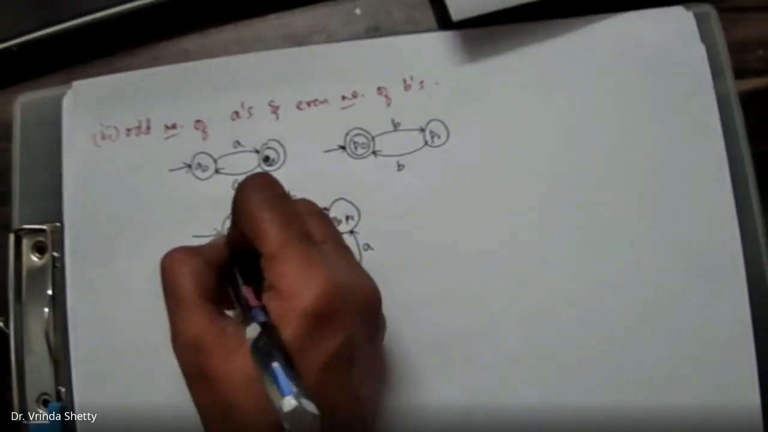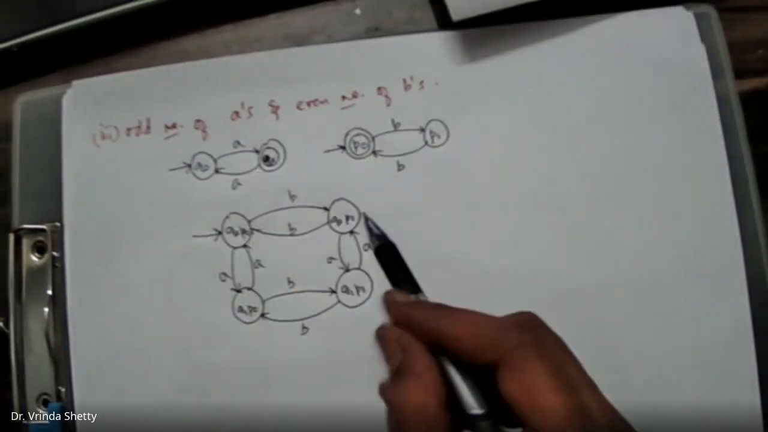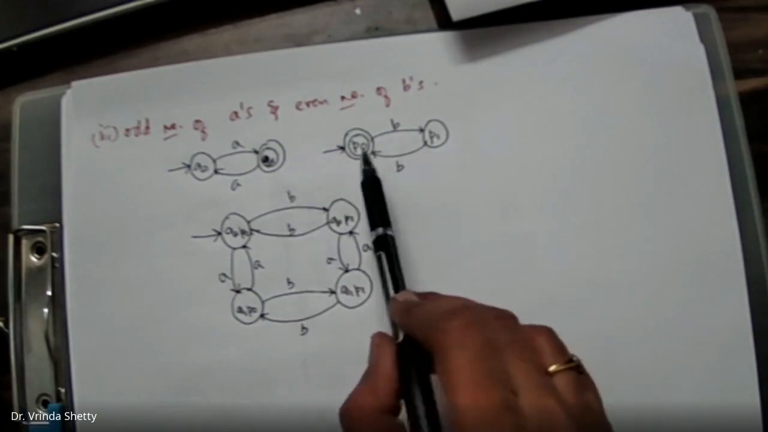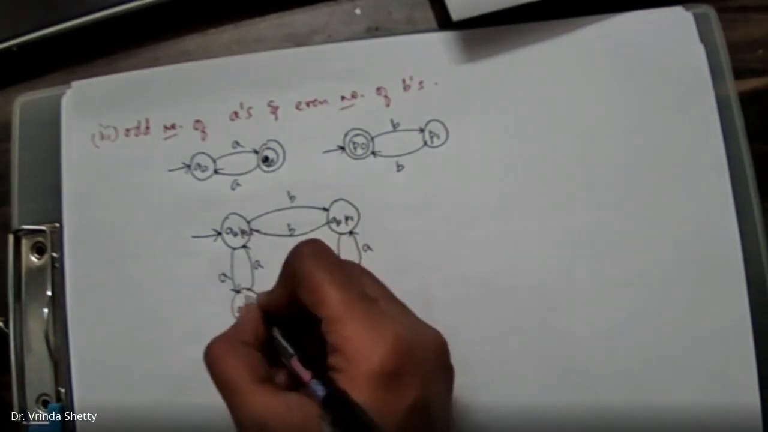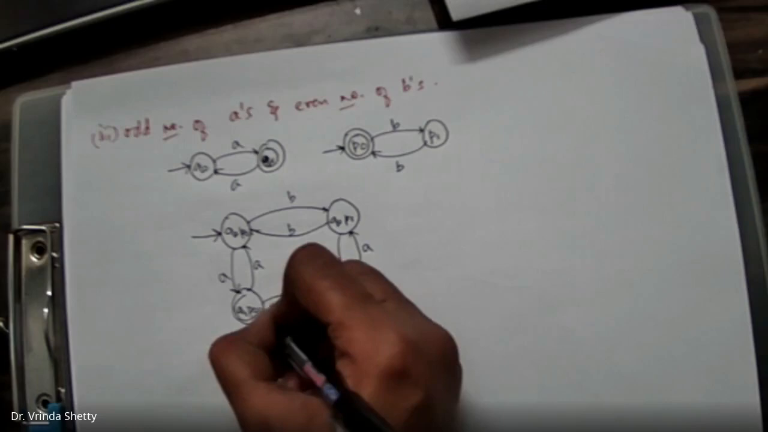Same, which is a start state. Q naught P naught is a start state. We'll make this the start state. Which is a final state here? Here it is Q1, here it is P naught. Q1 P naught is a final state.